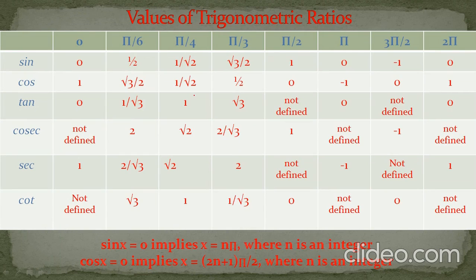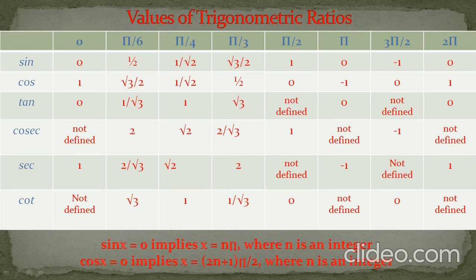If we divide these two, that is sine by cos, we will get 1. So tan pi by 4, or we can say tan 45 degree, is 1. Now consider pi by 3, that is 60 degree. Sine 60 degree is root 3 by 2. Cos 60 degree is 1 by 2. If we divide sine by cos, what we get is root 3. So tan pi by 3 or tan 60 degree is equal to root 3.